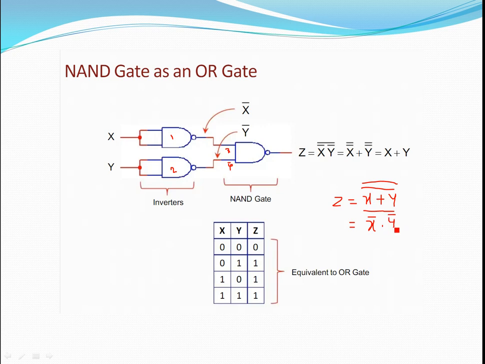X bar dot y bar whole bar is there. That is nothing but the NAND expression. So here, third NAND gate. So z equal to x bar dot y bar whole bar. If you simplify this again by using De Morgan's theorem, x double bar plus y double bar, hence x plus y. So now this logic circuit is equivalent to an OR gate.